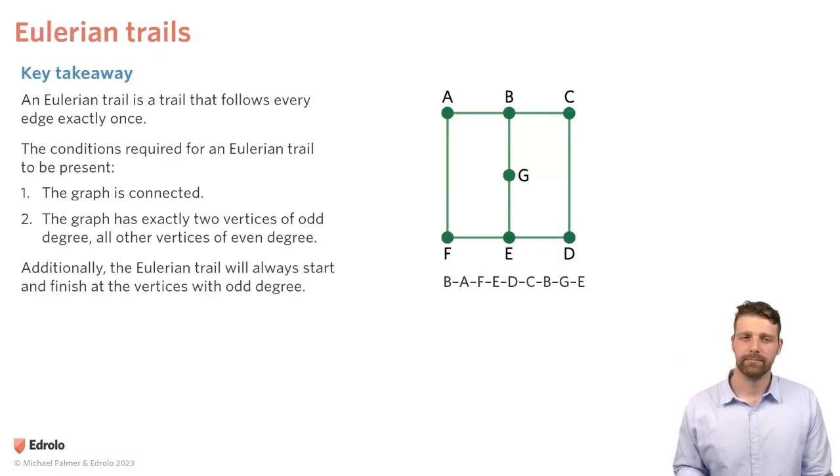Okay, Eulerian trails. An Eulerian trail is a trail that follows every edge exactly once.